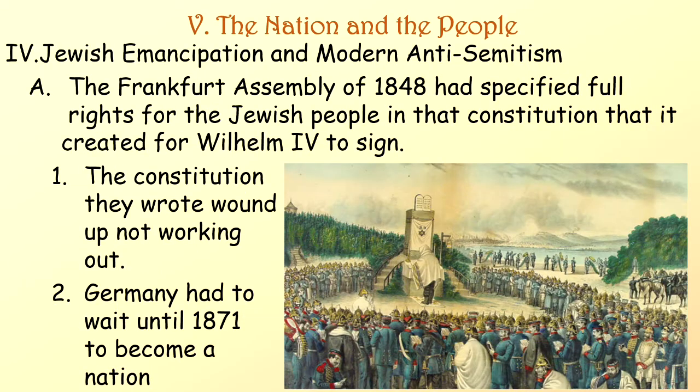Jewish emancipation and modern anti-Semitism. The Frankfurt Assembly of 1848 had specified full rights for the Jewish people in that constitution that it created for Wilhelm IV to sign. The constitution they wrote wound up not working out, as we know, and Germany had to wait until 1871 to become a nation.